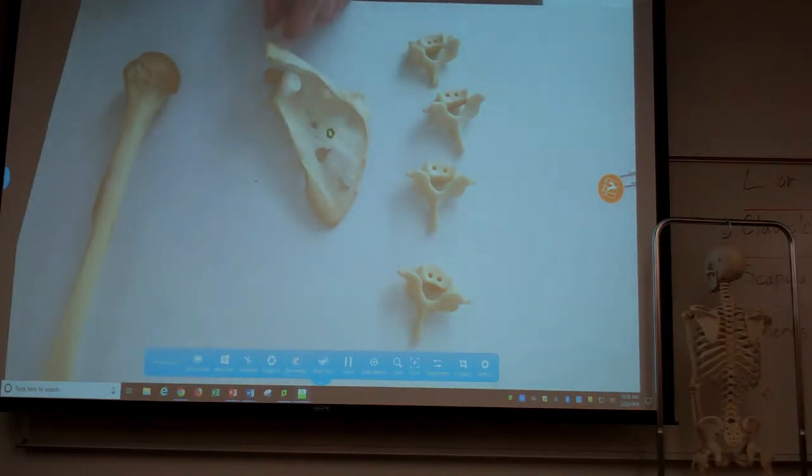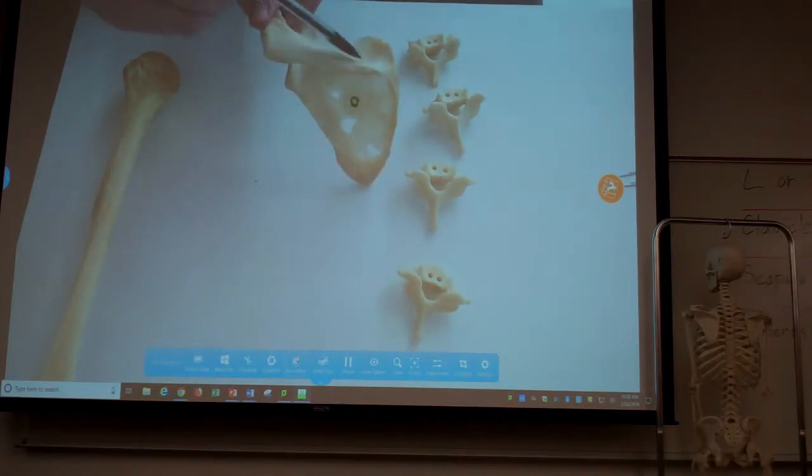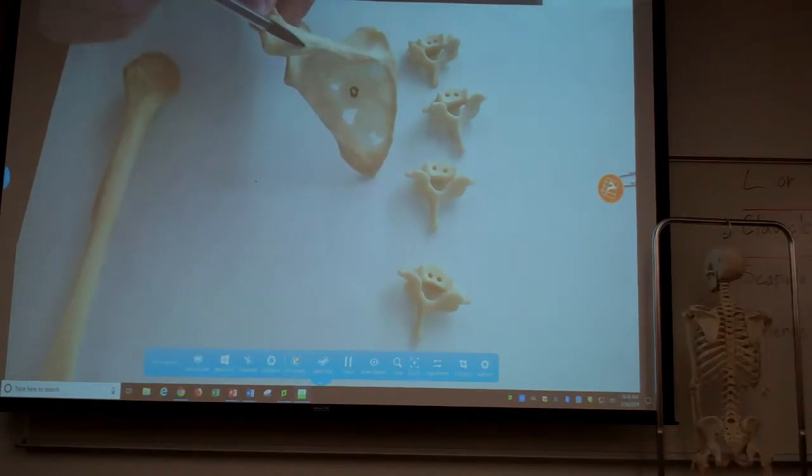Next up, the spine. Spine here. This long ridge, we call that the spine. Just like your spine pokes out the back, the spine of your scapula also pokes out the back, pokes out posteriorly.